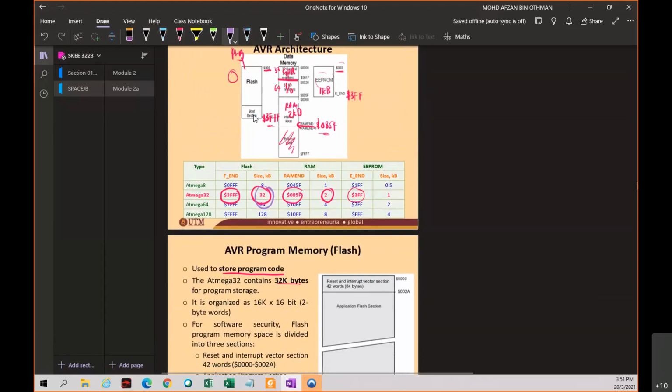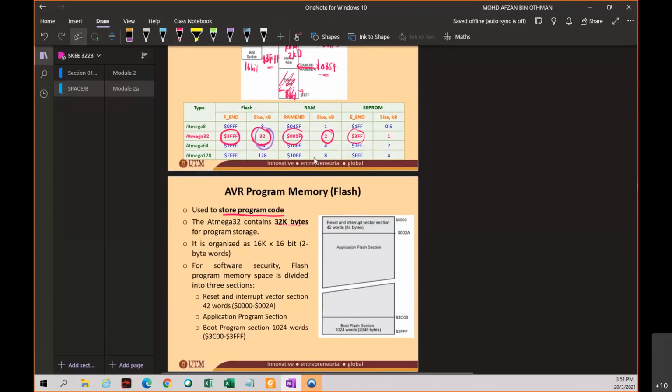program memory, data memory and EEPROM adalah yang ni dia punya size dia 16 bit. Data memory size dia only 8 bit. And EEPROM also 8 bit. Yang ni je 16 bit. Flash memory is 16 bit. So yang ni dia punya lebar, it is 16 bit.